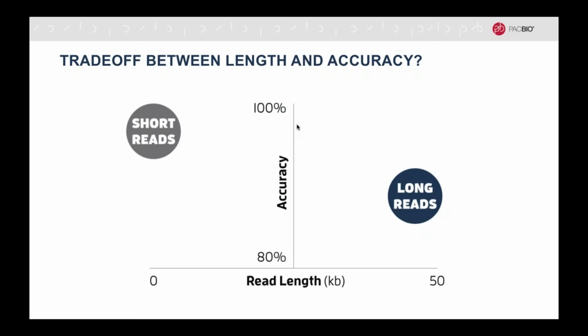So first, an intro to HiFi reads. When we think of DNA sequencing technologies, we often think of there being a trade-off between read length and accuracy, with the dominant sequencing technologies providing either very accurate short reads or less accurate long reads.